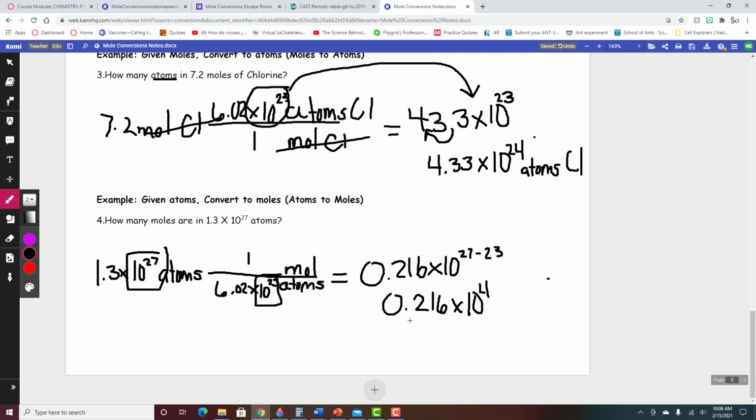But wait, you're not done. So you check your base number. Is it a number between 1 and 10? And here it's not. So I do need to move the decimal over 1, making this 2.16. And then I moved the decimal to the right. Remember, right means down. So this becomes 10 to the 3rd. And then I'm not done yet. I still need units. So my atoms here canceled. And then the top unit here is mole. So do not forget your units anytime you're doing dimensional analysis, because that's the whole point, is to know what unit and then convert that into that unit. So this would be your answer here.